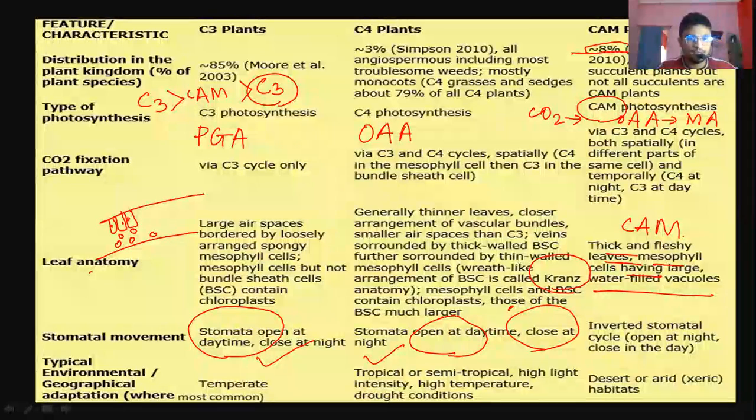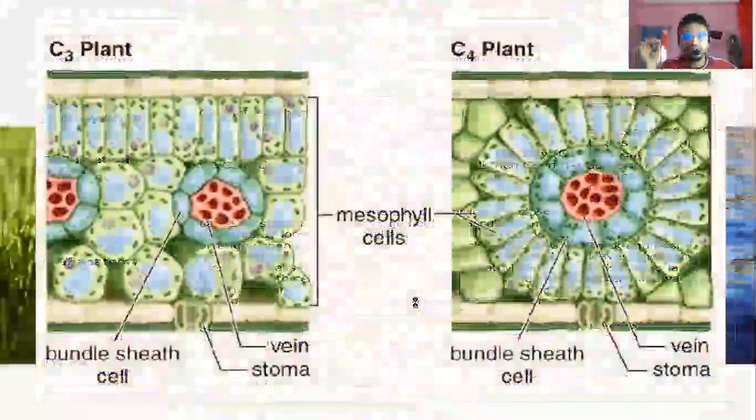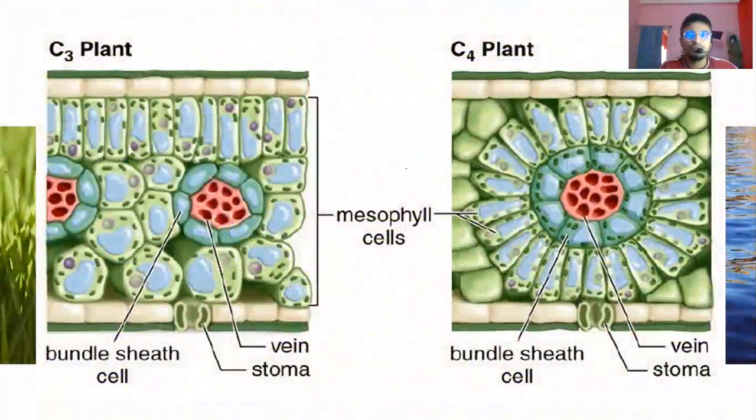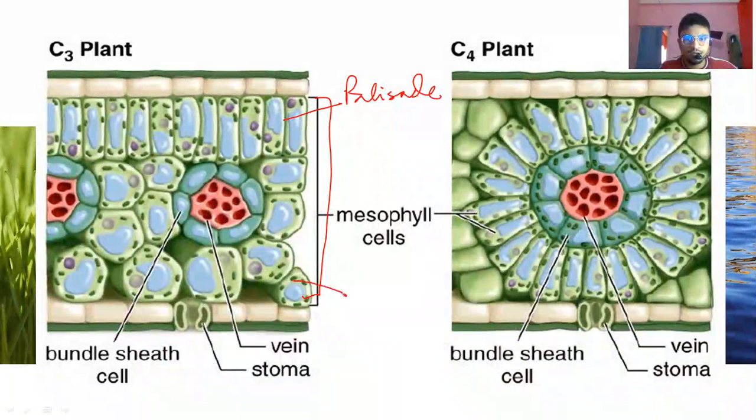And you can see the temperate, most common, and tropical and semi-tropical regions, with high temperature and high light intensity, favorably C3 and C4 plants grow. In the savanna, in that place, and in the desert or such very dry conditions, the CAM plants will survive. Now, if you study the anatomy of the leaf, you can see here the bundle sheath, veins and stomata, the mesophyll cells are over here. You see the palisade parenchyma, and underneath you have the spongy parenchyma. These are the parenchyma cells present here.